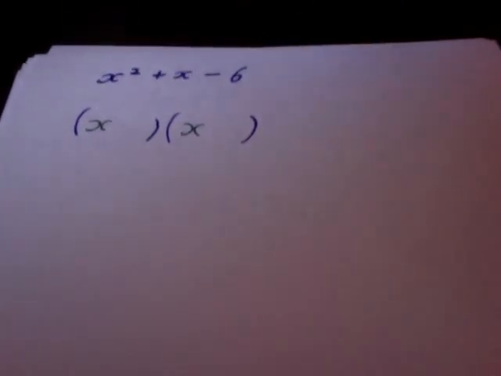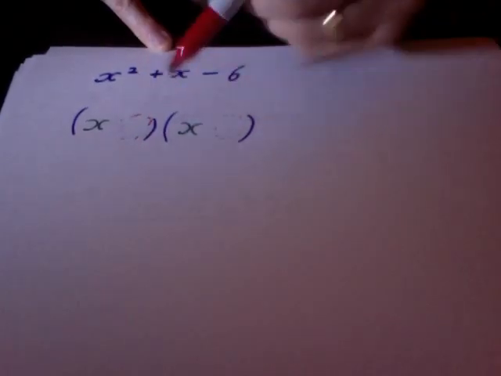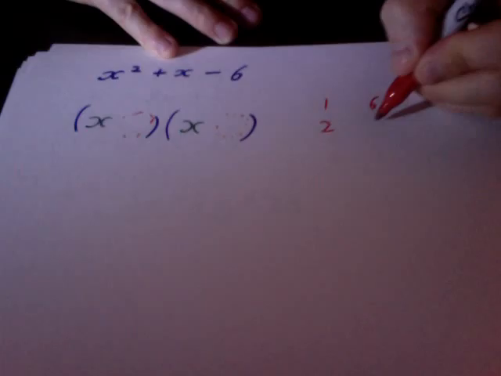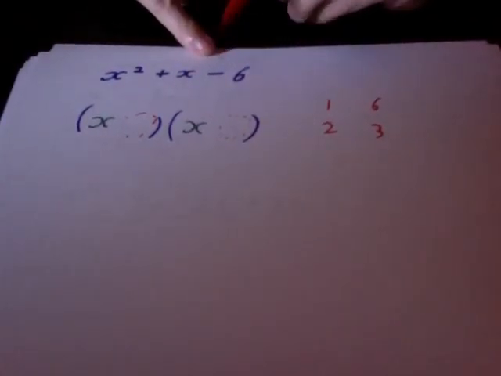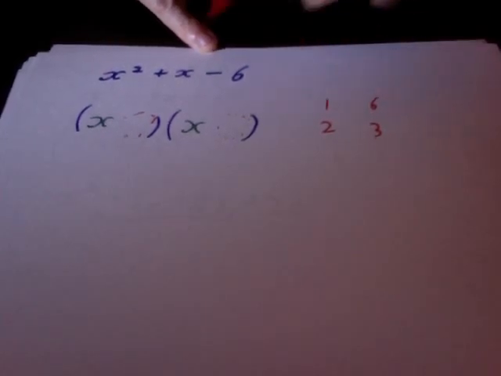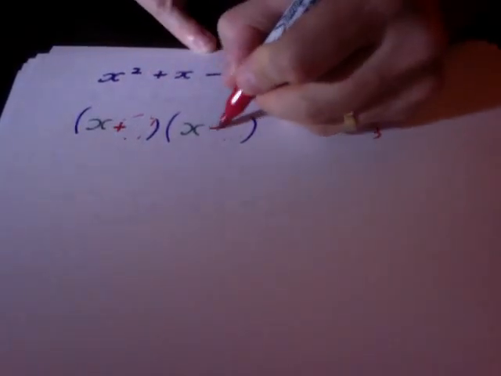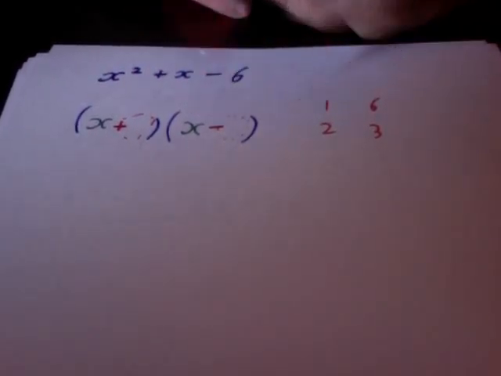Now, we're missing these two numbers. What are the two numbers that go here? Well, these two numbers are factors of negative 6. The factors of 6 are 1 and 6 and 2 and 3. Those are the only choices we have. But we need to make negative 6. So one of these numbers is going to be positive and one of them is going to be negative because a positive times a negative makes a negative. So I can say that one of these is going to be positive and one of these is going to be negative. I don't know which one though. Okay? But I know it will be x plus something and x minus something.